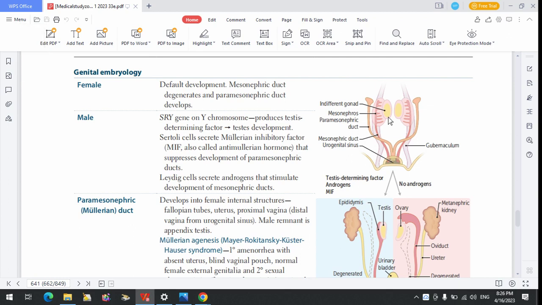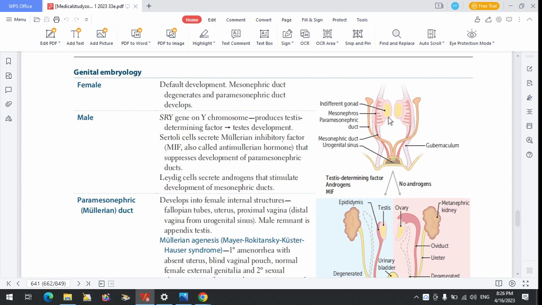Yeah, so that's where you are looking at the distal part of the vagina, the vulva, where you have the vestibule, the labia majora, the labia minora, and then the clitoris. That's it.